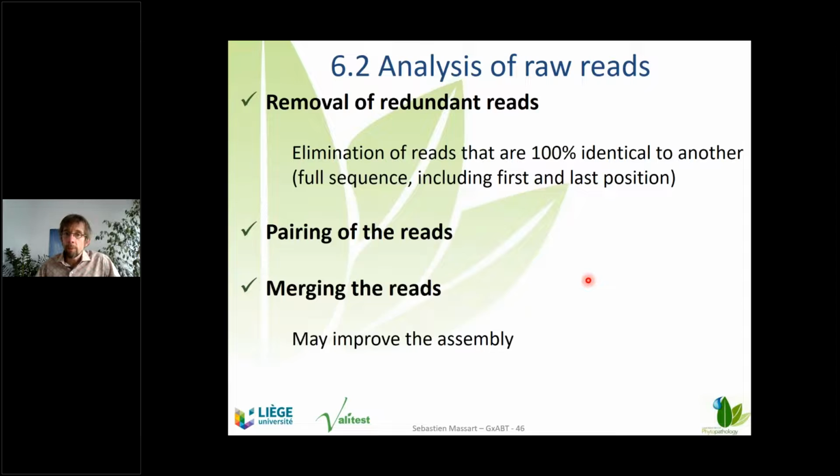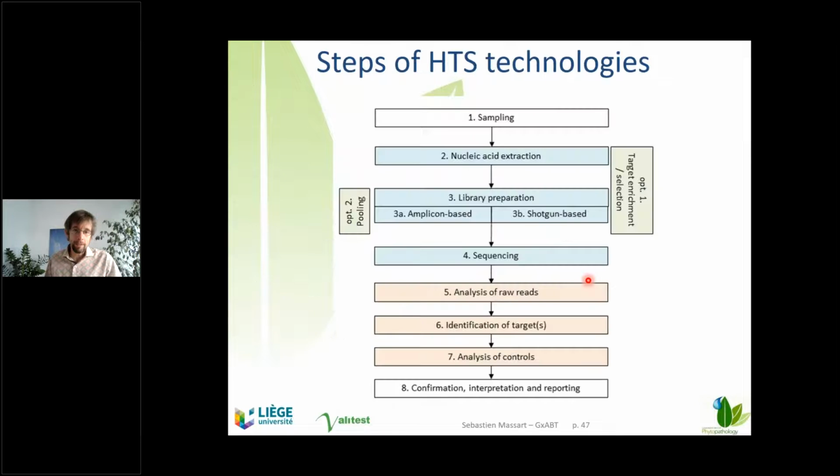Another way to analyze raw reads, you can remove redundant reads, which are reads that are 100% identical to another one. I don't do it if you do 16S or amplicon sequencing, whatever it is, but it might be interesting with shotgun sequencing. If you use paired reads, the Illumina technology, which allows you to sequence your sequence in both directions, you can pair them or merge them. It may improve the assembly later on. But those are the 4 main analyses that you can do with raw reads.